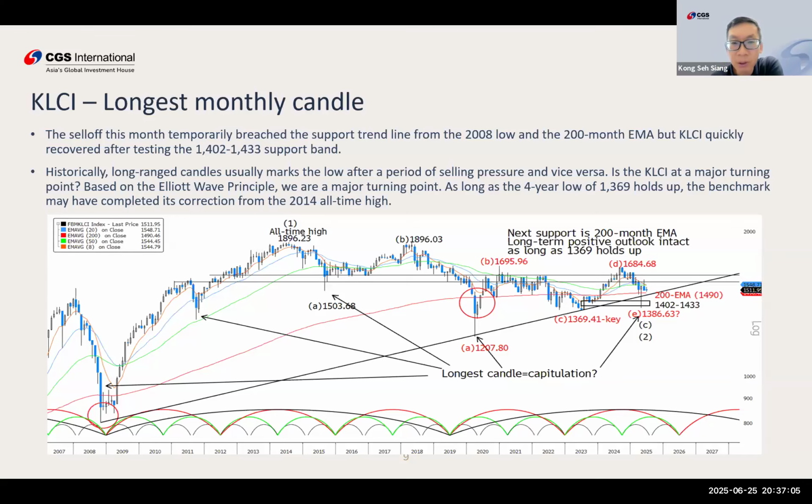So again, if this marks the end of the consolidation from the 2014 highs, potentially this also could be the start of the next move higher for the Malaysian market. So, long-term picture here, there is some strong resistance at roughly the 1620, 1625 levels, followed by 1684, 1695. I think once prices push beyond that, it should clear the path for a new all-time high for the Malaysian market over the next few years.